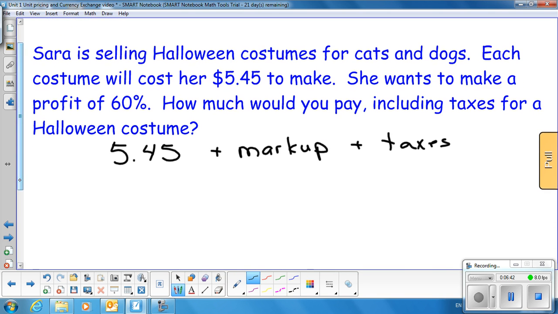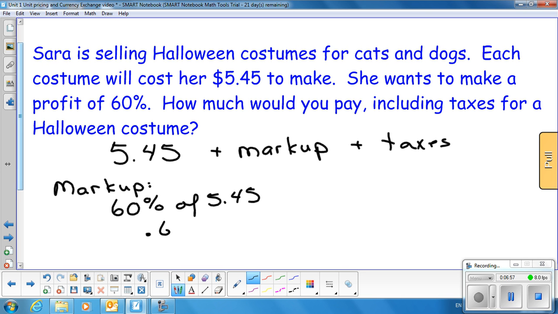So to figure out the markup, she said that she wants to make a profit of 60%. So that is 60% of $5.45. So this is decimal 0.6 times 5.45 for a total markup of $3.27.